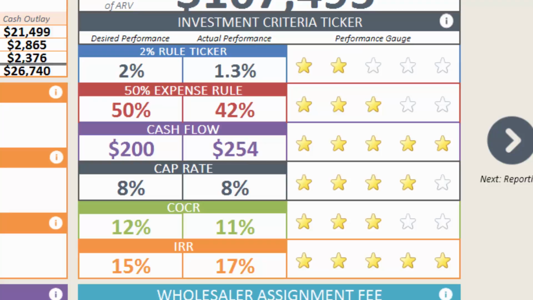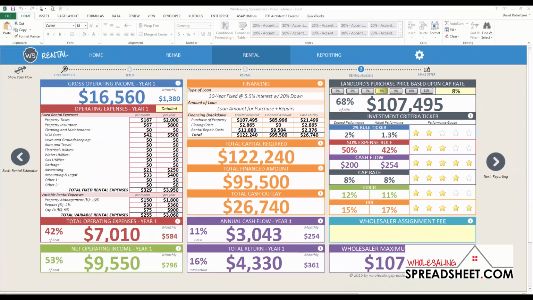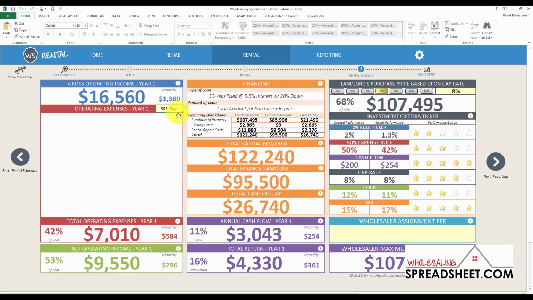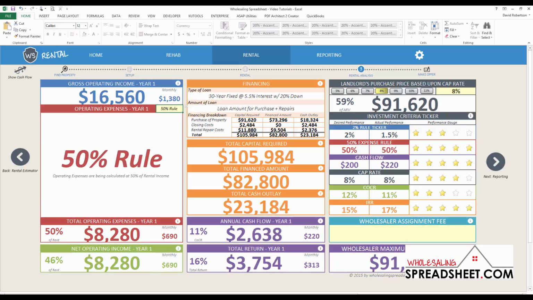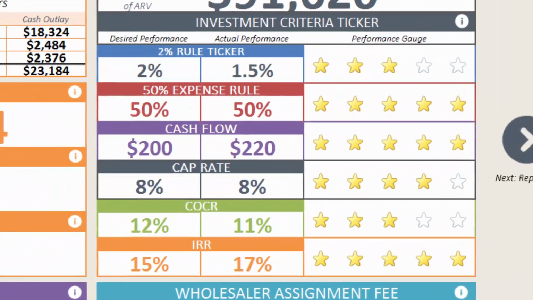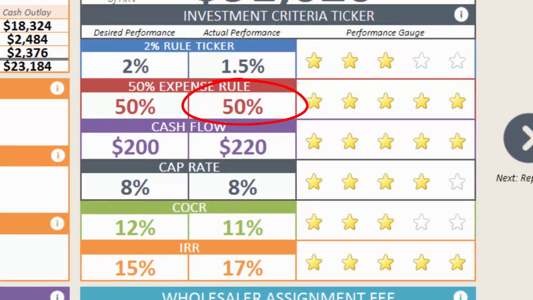The next criteria is the 50% rule, which states that operating expenses should conservatively account for 50% of monthly rental income. Based upon our detailed analysis of operating expenses, our current expense amount is 42% of rental income. If you want to quickly switch to 50% operating expenses, you can use the drop-down menu and select 50% rule, which will automatically calculate the operating expenses at 50% of rental income.